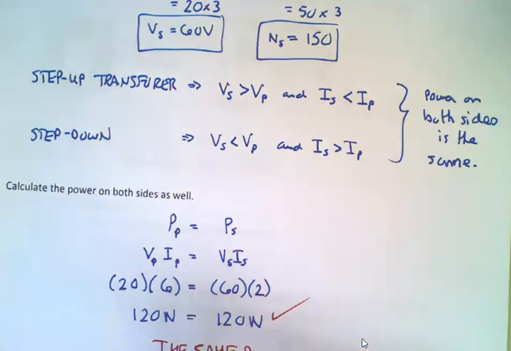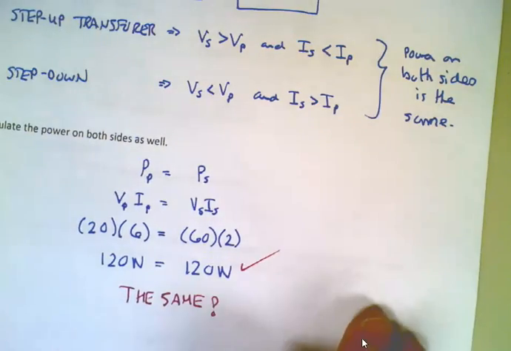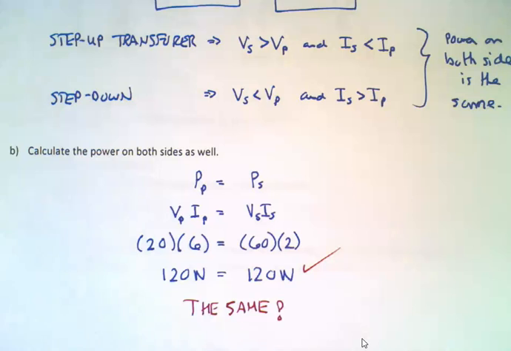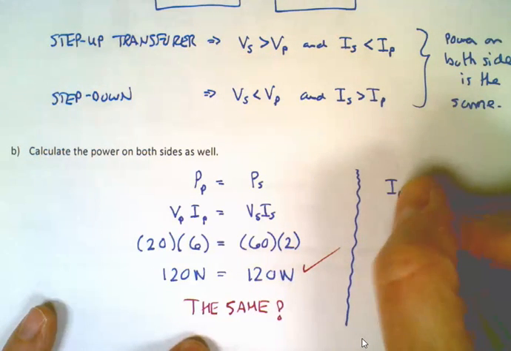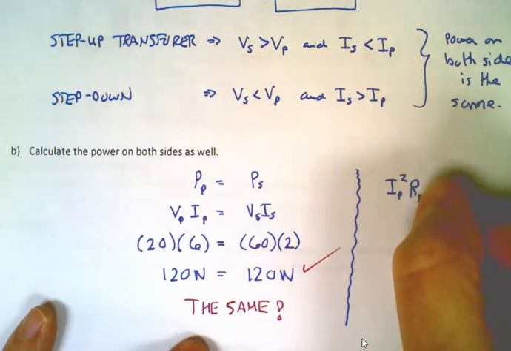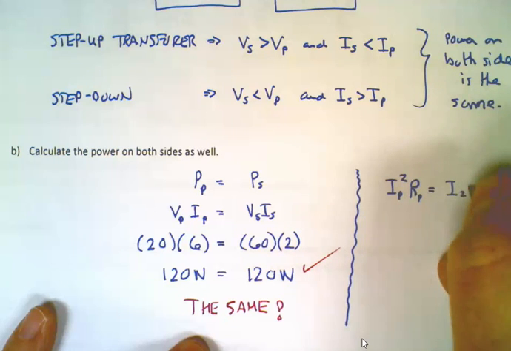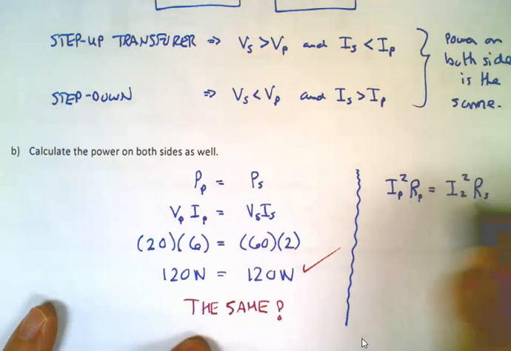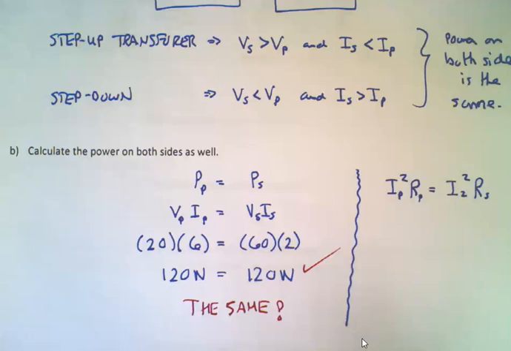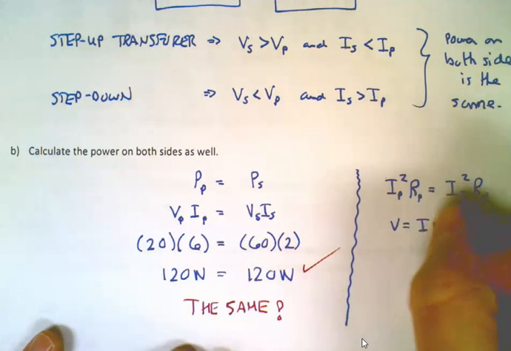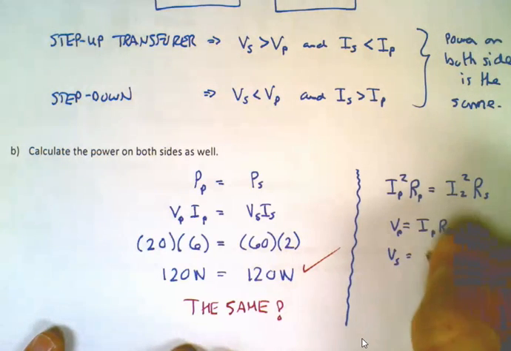If you check the power on both sides, you can actually check that you've done the question correctly. You could have also alternatively used IP squared RP equals IS squared RS. Sorry, you can't use this in this case, but if we were asked to find out what the resistance is on either side, we could use this formula to figure out the resistance. Or we can also use this, and that's something that we'll see in the next question.